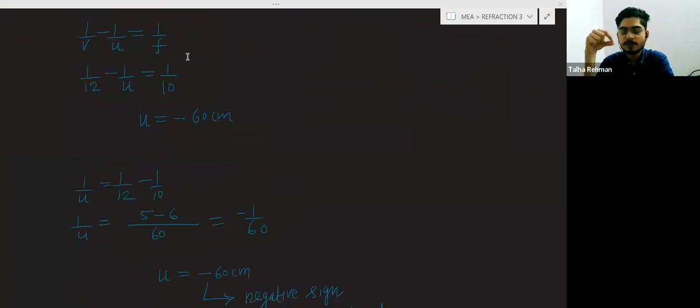Only remembering the formula will not help you. Sign convention will be equally important. Why? Because see here, if suppose I have taken this 12 as a minus 12, the whole answer will change in that case, and you will get 0 marks.